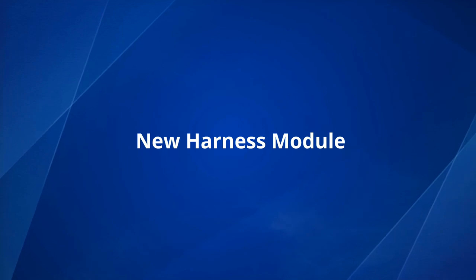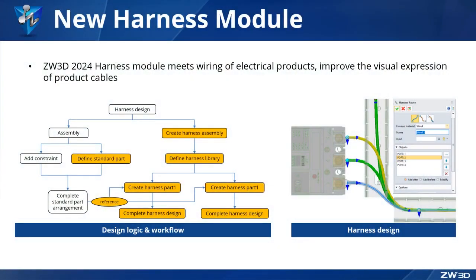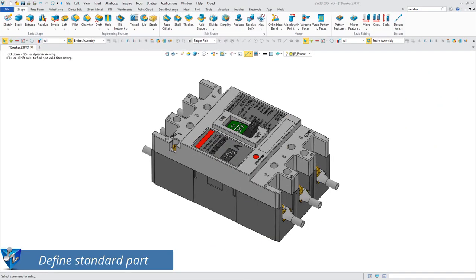New harness module. ZW3D 2024 adds a harness module to meet the needs of electrical design. The harness module has a clear design workflow, helping users to complete harness design efficiently. The first step is to define standard parts.